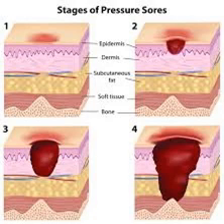Pressure ulcers, also known as pressure sores, bed sores, or decubitus ulcers, are injuries to the skin and underlying tissue that occur due to prolonged pressure on the skin. These ulcers typically develop in areas where the skin is in contact with a hard surface, particularly over bony prominences. They are most common in individuals who are immobile or have limited mobility, such as those confined to a bed or wheelchair.